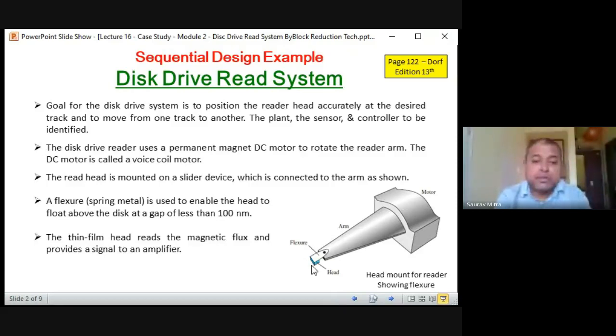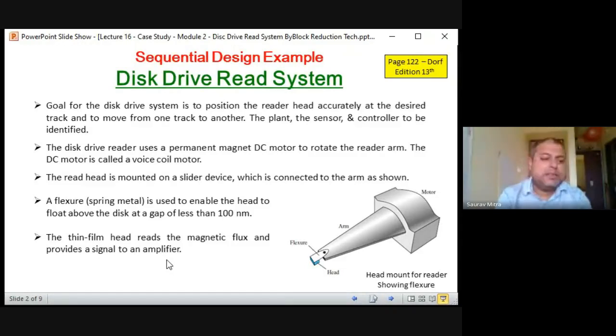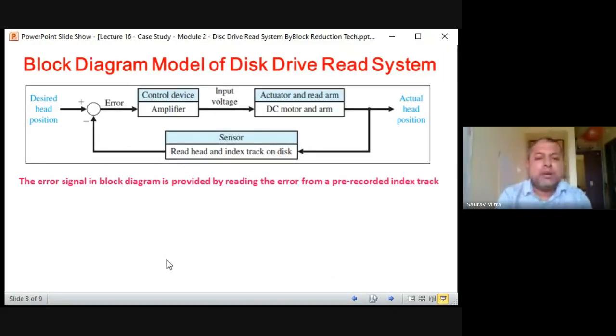Okay, it is not a very easy thing, and you can see that the gap is 100 nanometers. So a very perfect alignment has to be there. Okay, so just pick up. The only thing I wanted to tell you was there is a motor, there is an arm, this is a sliding arm, and there is a flexure, this is a flexible kind of a thing, and there is a head. Okay, so this is the overall system.